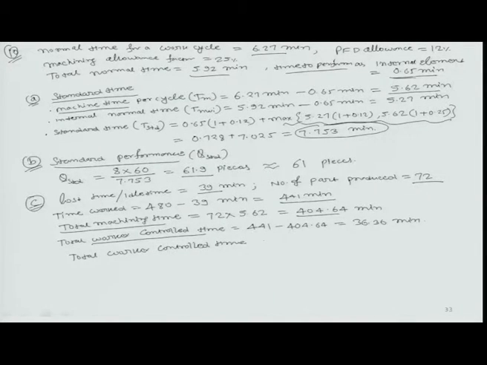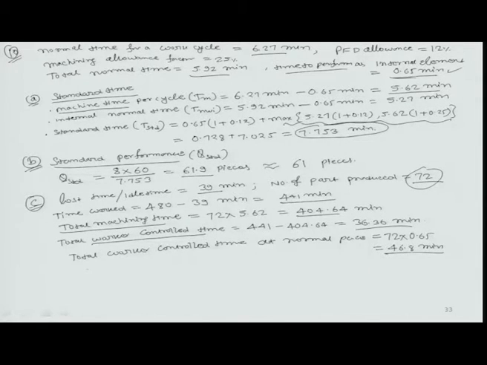Control time at normal pace is equal to the number of parts he has produced, 72, multiplied by the time allotted, 0.65 minute, and this was equal to 46.8 minute. So you can see that.